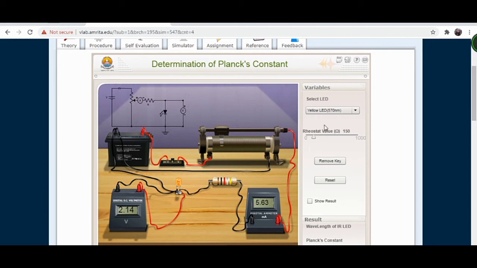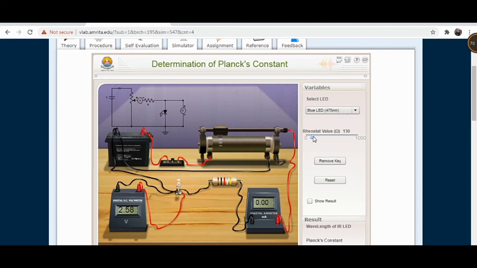Similarly we have changed the color to yellow. We calculate the value of V0 for different colors. After that we will plot a graph between V0 and 1 by lambda so that we can calculate the slope, and after that we would equate the slope to hc by e, and we can determine the value of h from our slope. Now I am changing my color from yellow to blue. Similarly I would do it for the infrared. This is the whole way we perform this experiment.